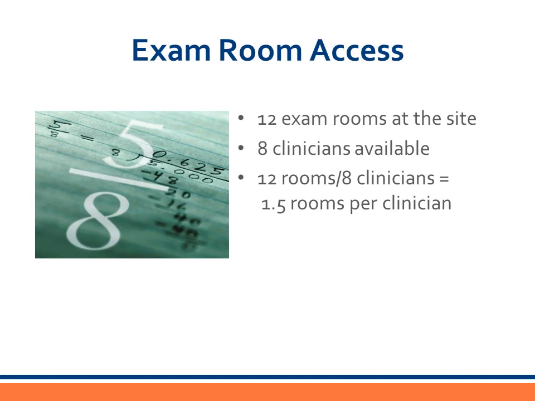This example shows the site had 12 exam rooms. On the busiest day of the week, there were 8 clinicians working. The number of exam rooms per clinician is calculated by dividing the 12 exam rooms by the 8 clinicians for an average of 1.5 rooms per clinician. This calculation could be repeated for different days of the week to determine the number of exam rooms per provider that are available on a daily basis.